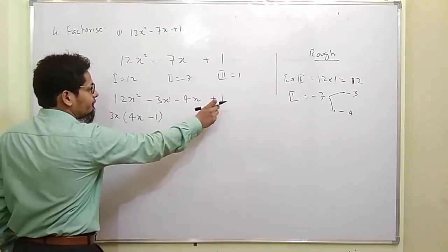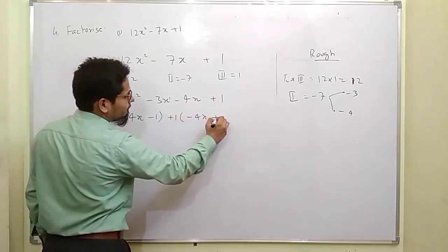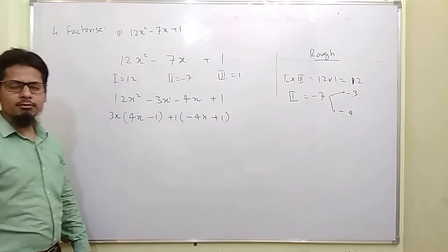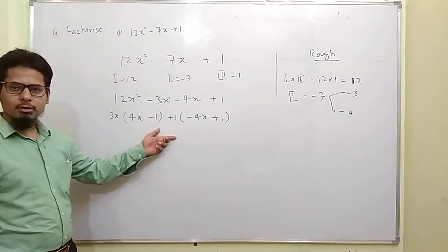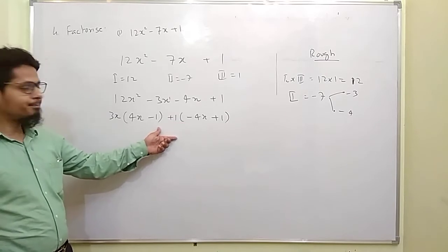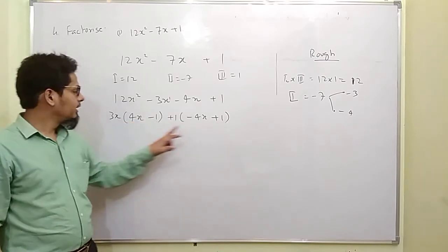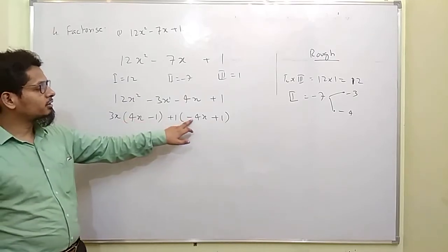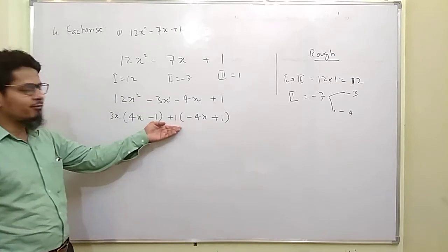If you take out the common 1 from here, it will be minus 4x and plus 1. And what is the problem in both the brackets? The problem is the sign. Here the 1 is minus, here the 1 is coming plus. Here the 4 is coming positive, here the 4 is coming negative. So what to do? Simply take out the negative sign from the bracket.